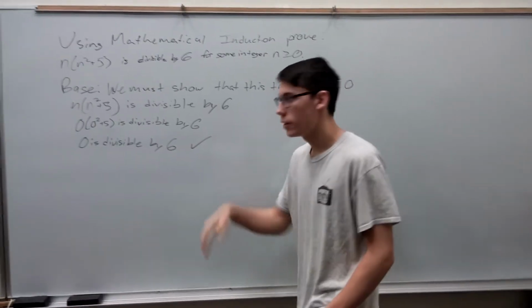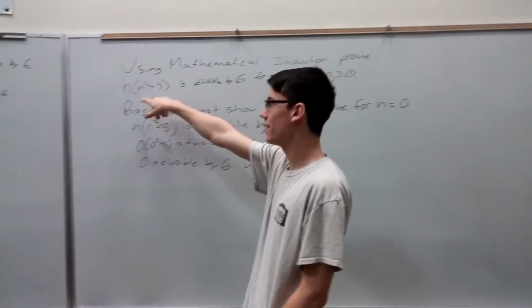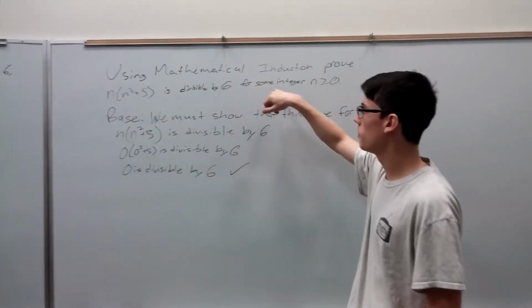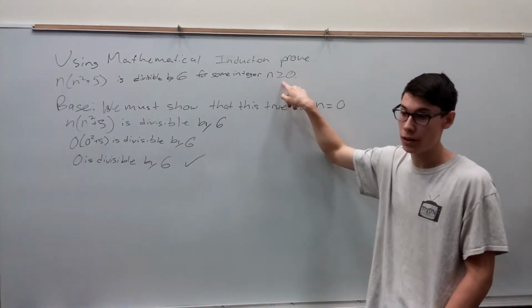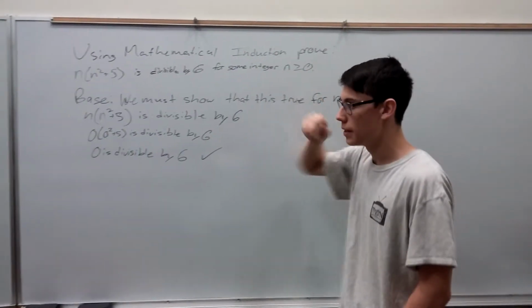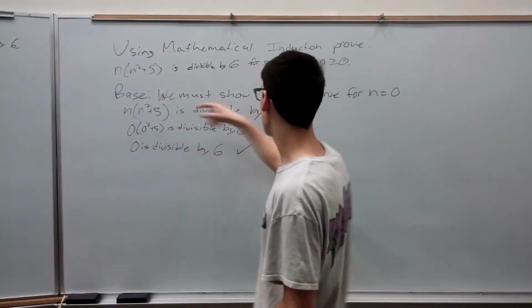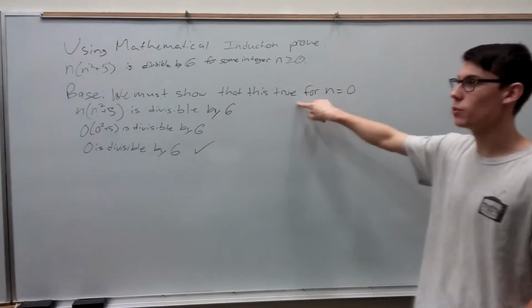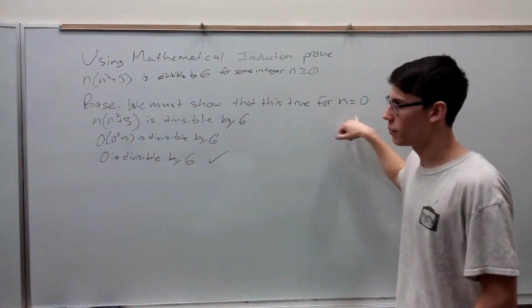For this proof, we have to prove using math induction that n times n squared plus 5 is divisible by 6 for some integer n which is greater or equal to 0. So to start this, we have to prove a base. To prove the base, we have to show that it is true for the lowest value, which in this case is 0. So we have to prove that this is true for n equals 0.